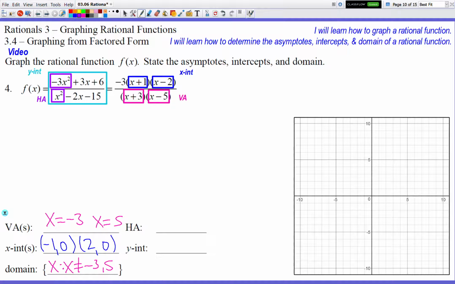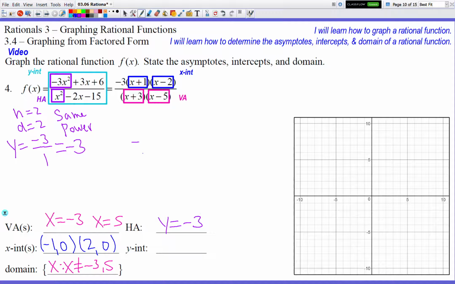Okay. And in the HA, let's see, what are my powers? Okay, biggest power on the top is 2. Biggest power on the bottom is also 2. So you're going to grab your coefficients and you're going to divide them, because this is same power category. So we're going to grab the number on the top, -3, grab the number on the bottom, which you don't see, so we know it's a 1. And when this gets simplified, you get -3. So there's your equation for the HA, y equals -3.